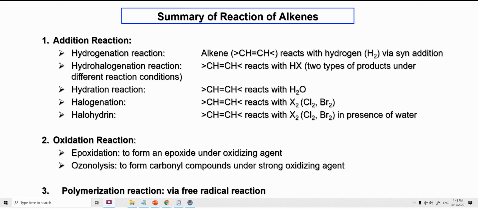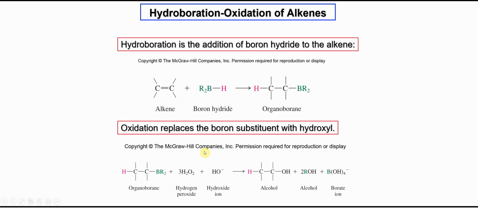The second types of oxidation reaction is called ozonolysis. This reaction even stronger, meaning you have very strong oxidizing agent. The carbon double bond will be cleaved. Carbon double bond will form 2 carbon-oxygen bond, carbon-oxygen bond. Therefore, you produce carbonyl compounds. The very last type of reaction we call the polymerization reaction. So this reaction usually is undergone the free radical reactions. We are going to show you some mechanism about this polymerization reaction.